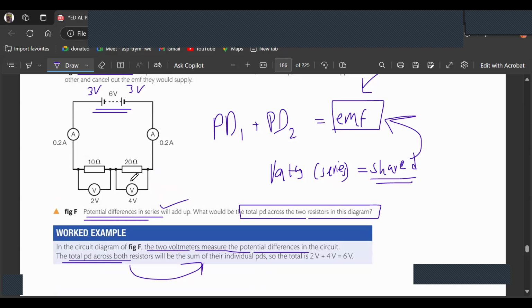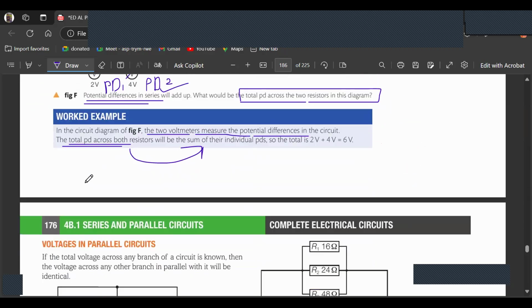मतलब कि इस कंपोनेंट को 4 वोल्ट मिला, इसका पोटेंशियल डिफरेंस क्या था 4 वोल्ट, और इस वाले का पोटेंशियल डिफरेंस क्या था 2 वोल्ट। पोटेंशियल डिफरेंस क्या होता है? वो वोल्टेज जो कंपोनेंट्स को मिलता है। तो अगर आप 2 + 4 करोगे, इज दैट इक्वल टू द ईएमएफ? वो वोल्टेज जो बैटरी देती है उसको हम क्या कहते हैं? ईएमएफ। तो यस, जब आप इंडिविजुअल पोटेंशियल डिफरेंस 1 और 2 को ऐड अप कर रहे हो, दे आर बोथ एडिंग अप टू द टोटल ईएमएफ। गॉट इट?